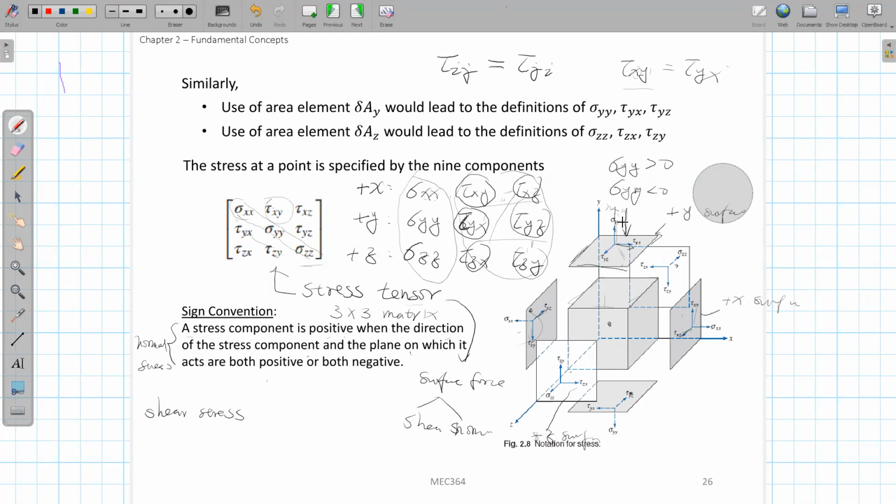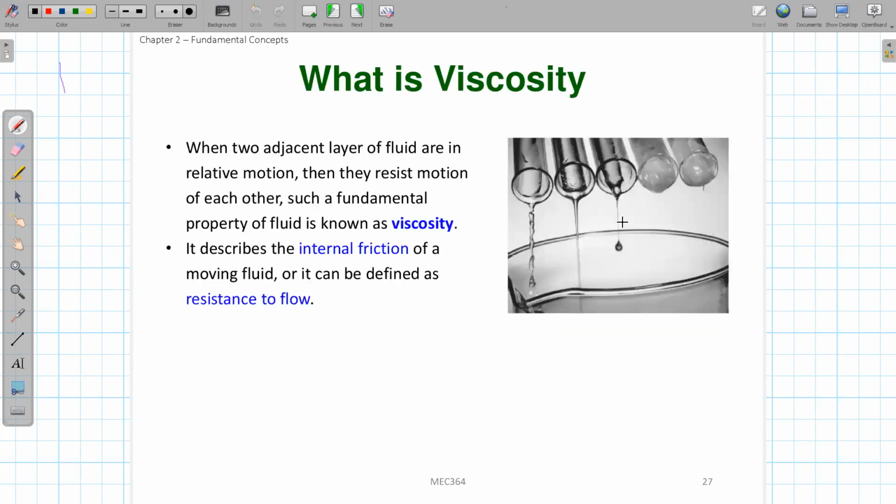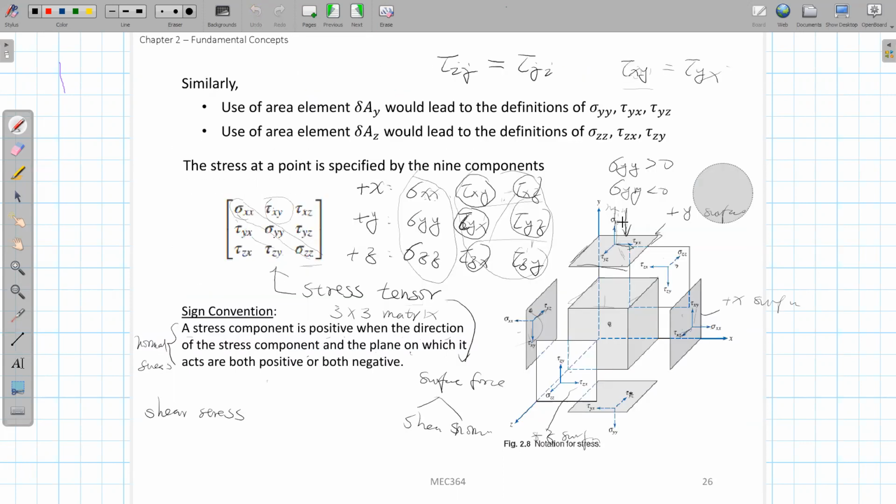We will explain this later, okay. I know that this is not easy to understand, but I will go through this later if it's necessary. This is just some introduction of this stress topic. Any question here?